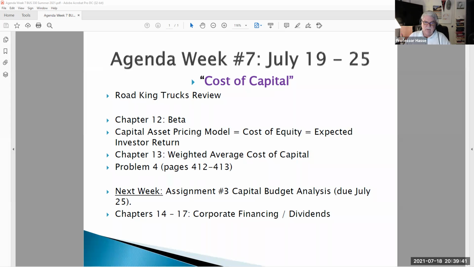And you'll have an assignment this week, assignment number 3, where you'll actually do a capital budget analysis spreadsheet. It is due next Sunday. I have another template included in week 7 that we'll review in our class lecture this week. So we'll have a variety of templates or examples of these capital budget analyses, and you'll practice that in assignment number 3. And also you'll have that to do in Road King's case. But first, let's look at an introduction video to our cost of capital.